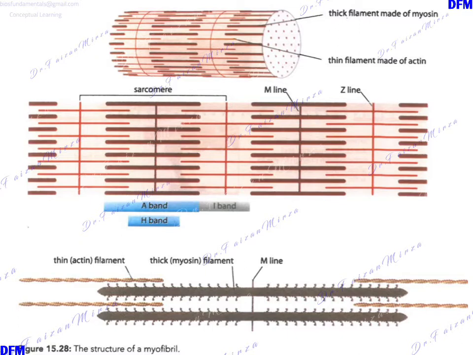So if we see the structural details, as I mentioned, you can see the arrangement of myosin filaments here. You can see the arrangement of actin filaments. You can see that the myosins are present parallel to one another, the actins are present parallel to one another, and at some point they form an overlap as well.